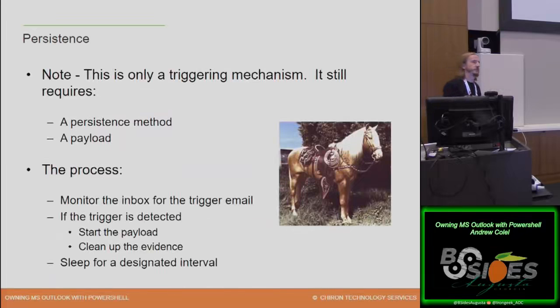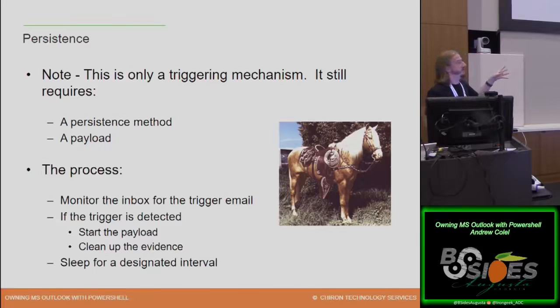This portion I got inspired from Matt Nelson. He wrote a nice little proof of concept code that did this. Again, the link to it is going to be at the end of the presentation. This is only a triggering mechanism. You still have to have a persistence method. Like anything else, it is a PowerShell script. It has to be started by something. So you'll need some persistence method that's going to start it up, and you'll need to have some sort of payload that it triggers. For this simple proof of concept code, I just had it trigger a calculator because that seems to be the proof of concept go-to. If you can pop a calculator, you can pop a shell.